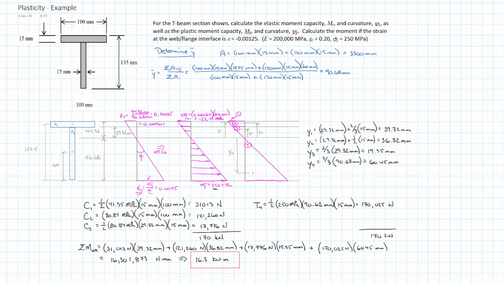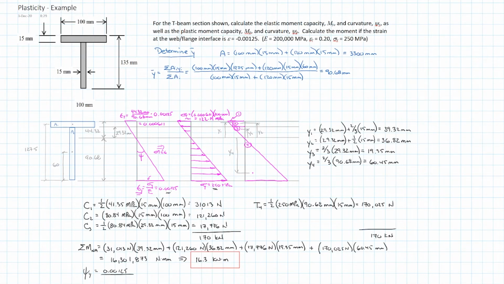And we'll just highlight that, and the curvature that goes with it. So our curvature elastic is equal to our strain elastic, 0.00125, divided by the distance that it took to get there.